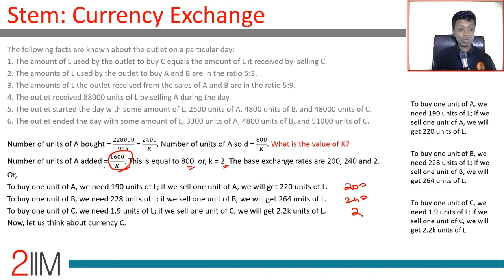Or to buy 1 unit of A, we need 190 units of L. If we sell 1 unit of A, we'll get 220. To buy, you need 228. To sell, you get 264. To buy, we need 1.9. To sell, we get 2.2.